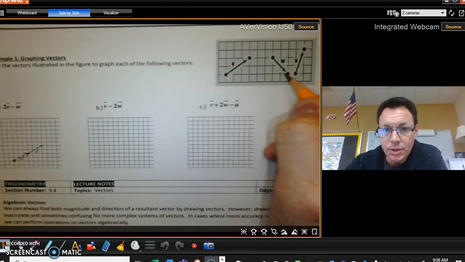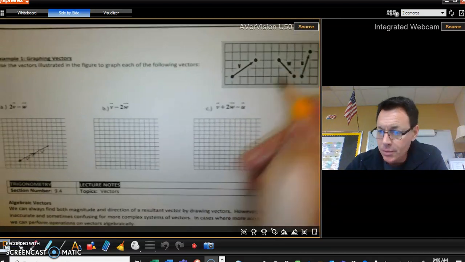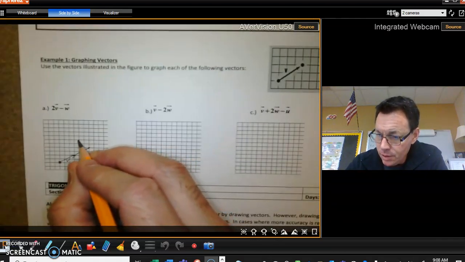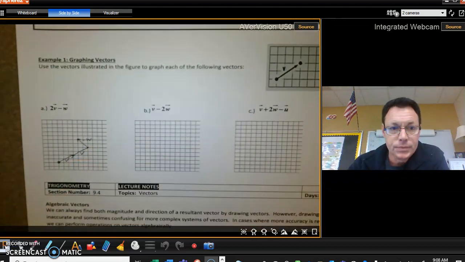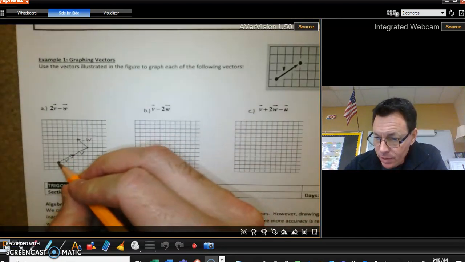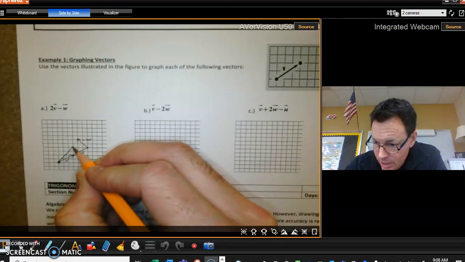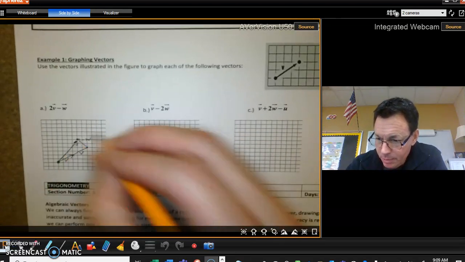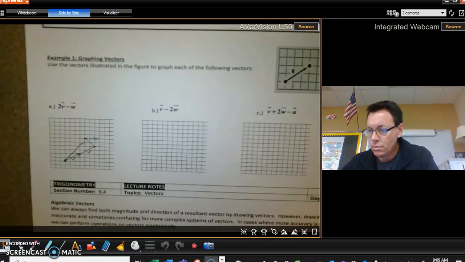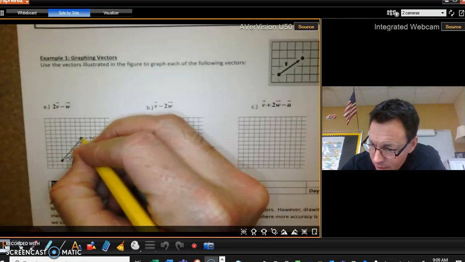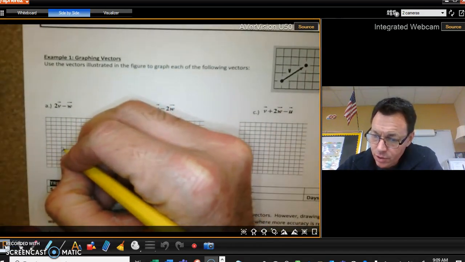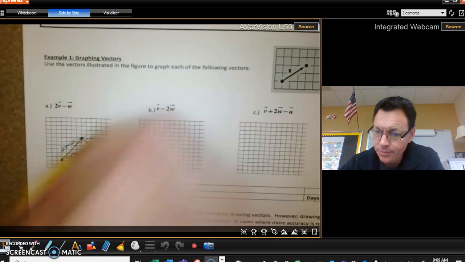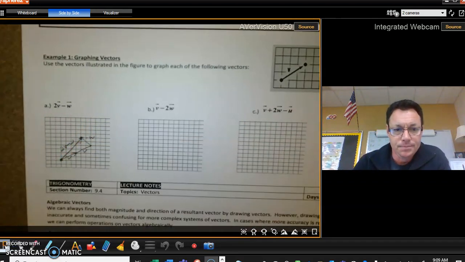And then I'm going to draw W, but I'm going to go left 2 and then up 2, because I'm drawing negative W. Now, this is not my answer. My answer is the vector that starts where I started and ends where I ended. And that is the result, which is vector 2v minus w. That's the answer. Okay?